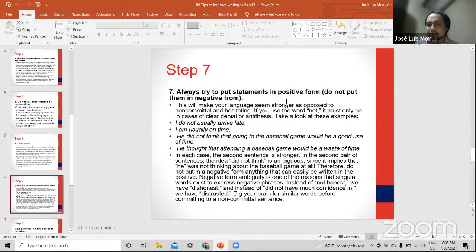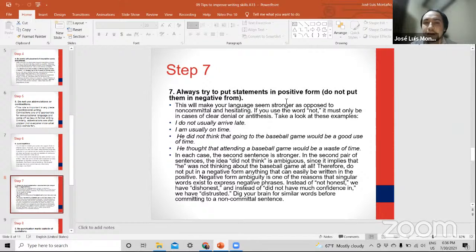Then I told you this is going to be very important. Step 7. It's simple, all right? It's better if you only use positive sentences, or as we say, statements in the affirmative form as well. It means that we're going to avoid the use of are not, is not, am not, or do not, does not, will not. Why? Because again, it's stronger when you say something in an affirmative way.